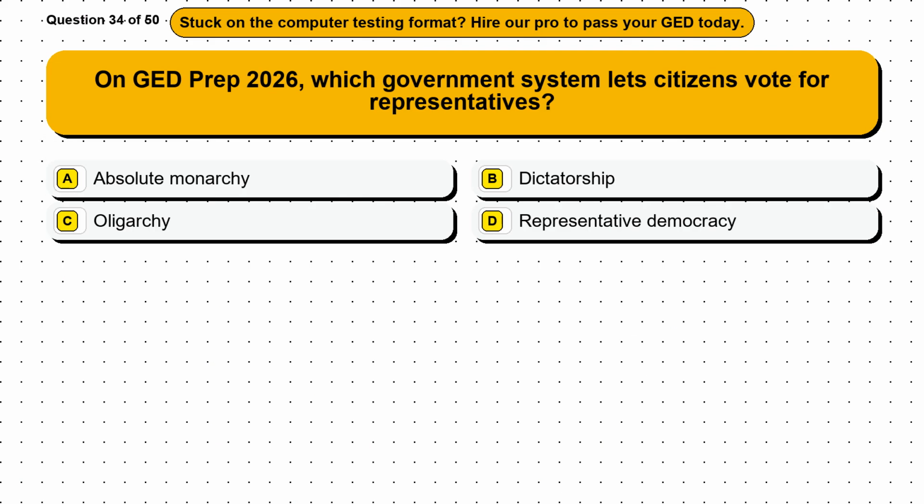Question 34. On GED Prep 2026, which government system lets citizens vote for representatives? Option A absolute monarchy. Option B dictatorship. Option C oligarchy. Option D representative democracy.